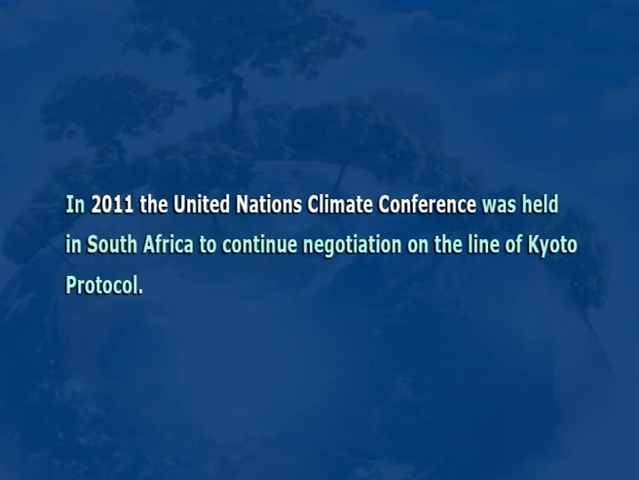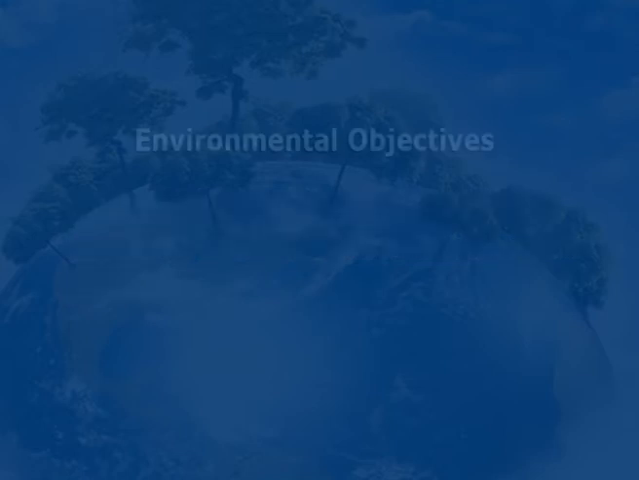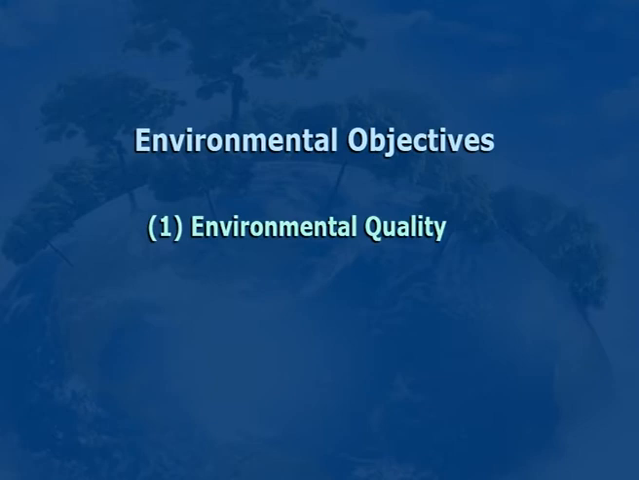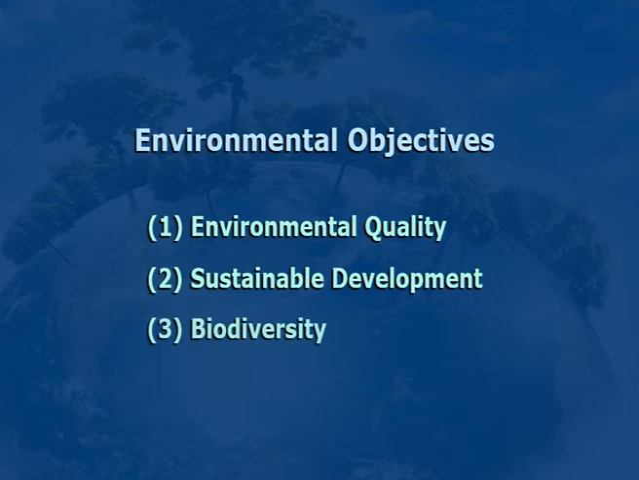In 2011, the United Nations Climate Conference was held in South Africa to continue negotiation along the lines of the Kyoto Protocol. As a result of this, now the world over, 3 objectives are fixed, namely number 1 being environmental quality, number 2 being sustainable development and number 3 being biodiversity. Now let us have a look at each one by one.